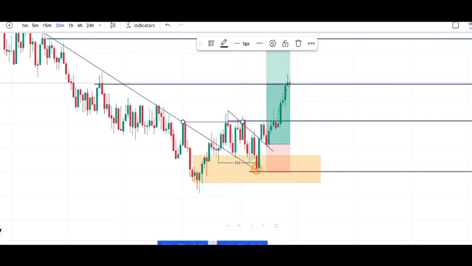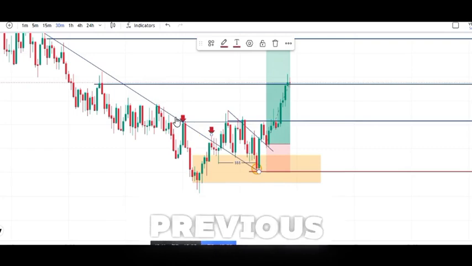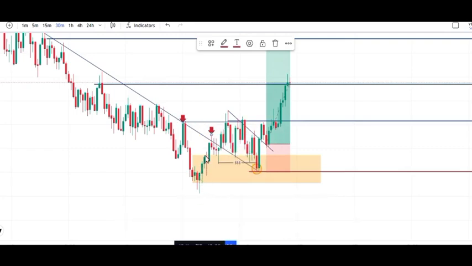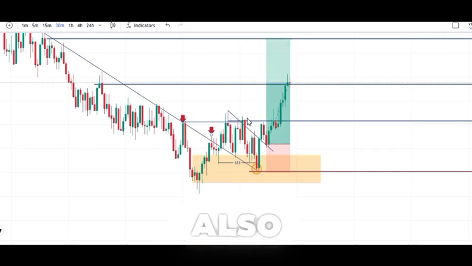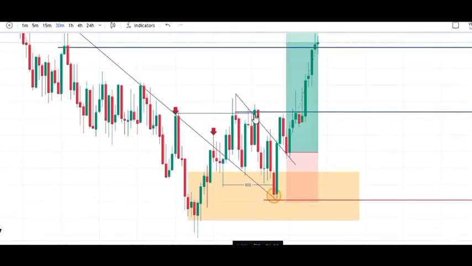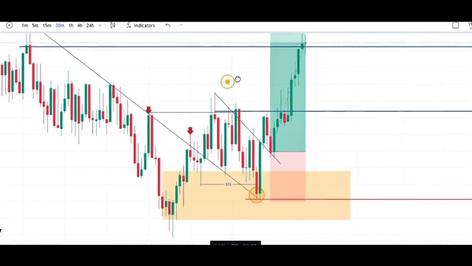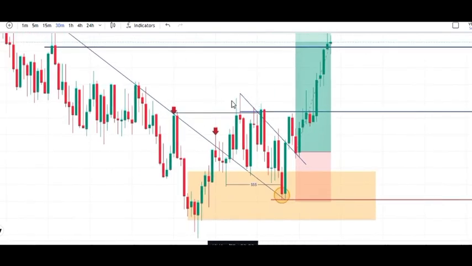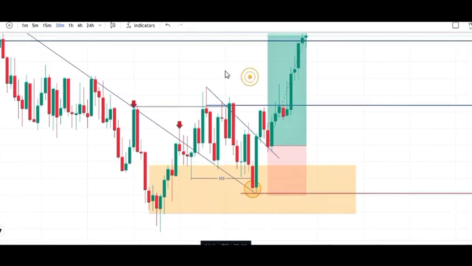So this is the previous structure right here, and we have the current structure right here. The price quickly broke the current structure, and with this bullish candle on the 30 minutes time frame closing above the previous structure, that gave us the sign. The price had already taken out the previous structure but couldn't close above it, so we waited for one candle to close above it before the price started retracing back.